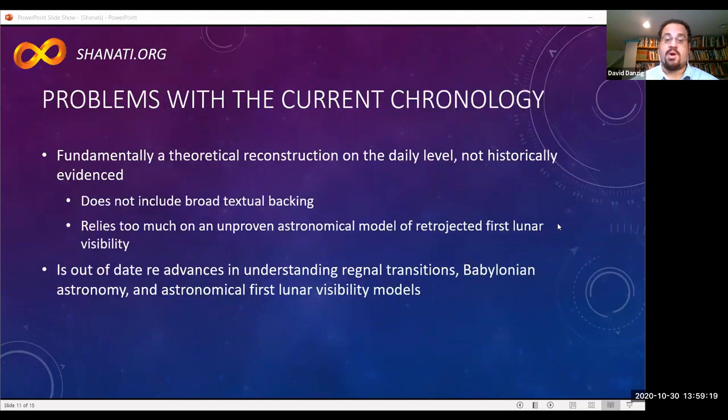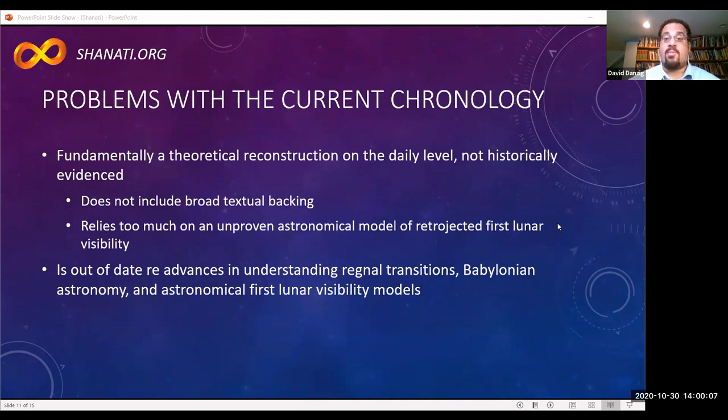There are several problems with their work. The most basic of these is that their reconstructed chronology is fundamentally theoretical on the daily level. Since, as I've explained, the Babylonian calendar was inherently loose and relied on repeating individual decisions, Parker and Duberstein's work gives merely a modern expectation representation for what the daily calendar would have been if the astronomical model they use is an accurate solution to the first lunar visibility problem, and if it was followed perfectly by the ancient Babylonians. The former is unproven, and the latter is humanly impossible.